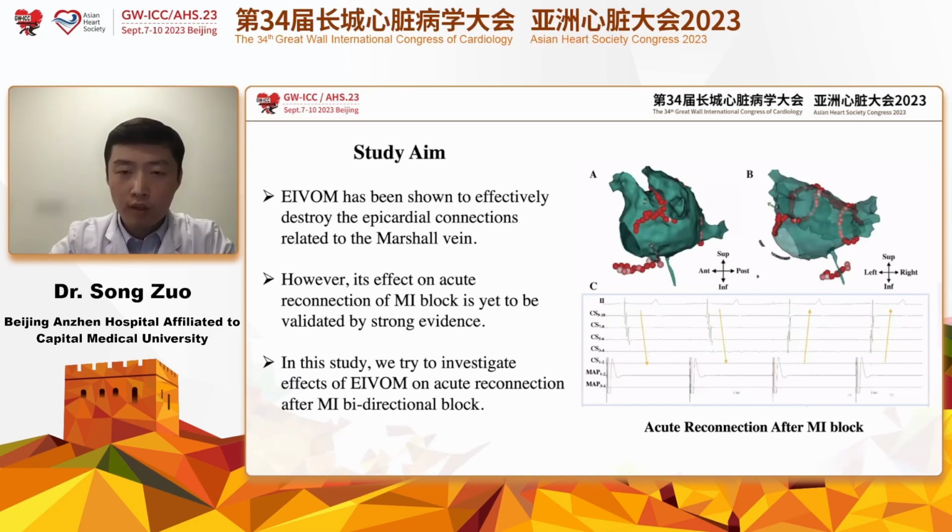Look at the red pictures. After we finish the mitral isthmus line and pace at the left atrial appendage site, we can see that in the first two beats, the mitral isthmus line has been blocked, but in the other two beats, the mitral isthmus block has recovered. So in our study, we are trying to investigate the effect of EIVOM on acute reconnection after mitral isthmus bidirectional block.